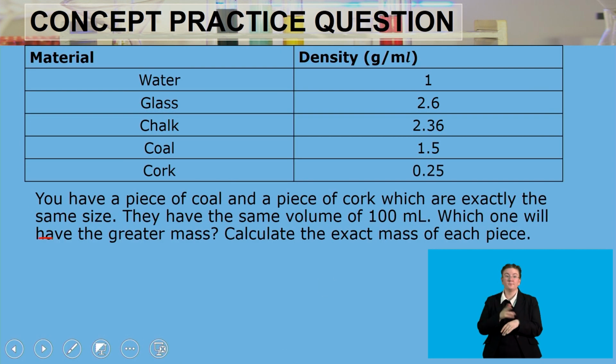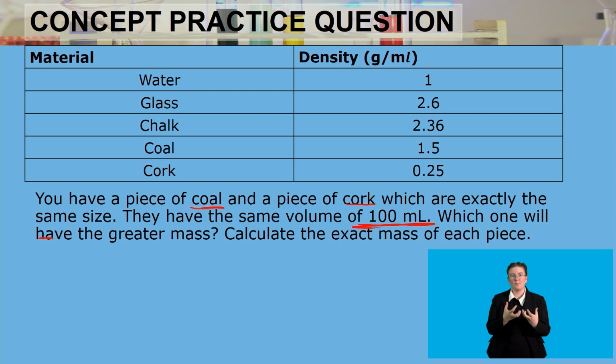Moving right along. Again, we still have the very same table, and now we have a piece of coal and a piece of coke, which are exactly the same size. That means they also have the same volume of 100 milliliters. So the question now is, which one will have a greater mass? Calculate the exact mass of each piece. We are given these two materials, the coal and the coke, and we are told that their densities are there. For the coal it's 1,5, and for the coke it's 0.25.